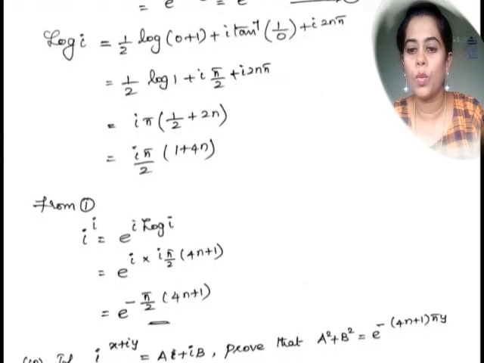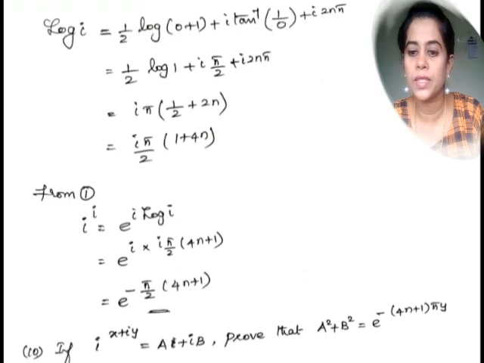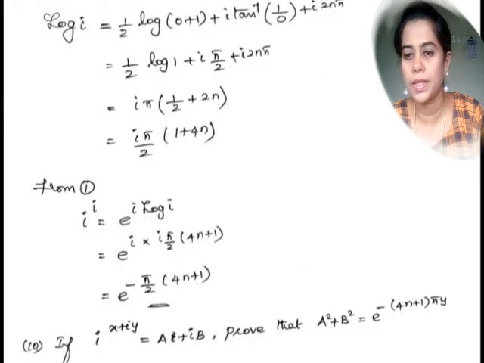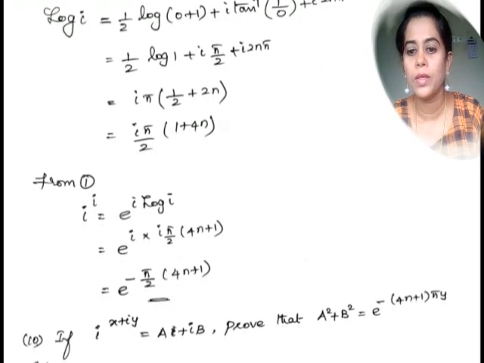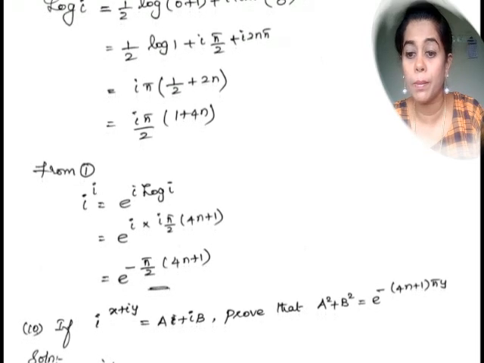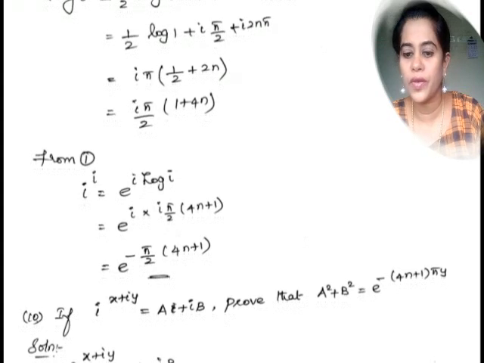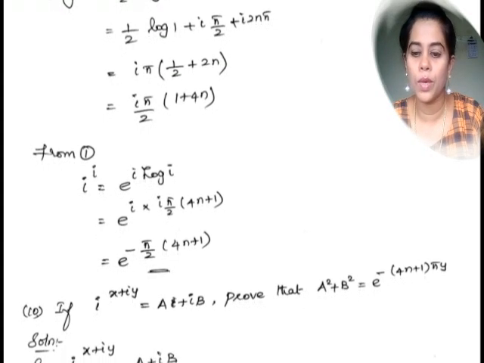So 1 by 2 log 1 is 0, plus tan inverse of infinity is pi by 2, so it is i pi by 2 plus i 2n pi. So log 1 is 0. Therefore taking i pi as common, it is 1 by 2 plus 2n. Then simplifying, we are getting it as i pi by 2 into (1 plus 4n).